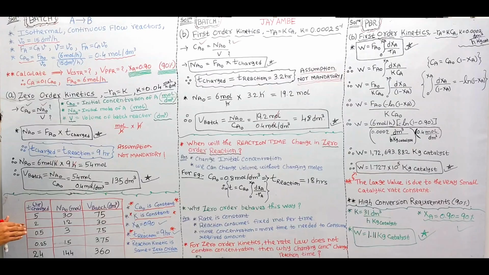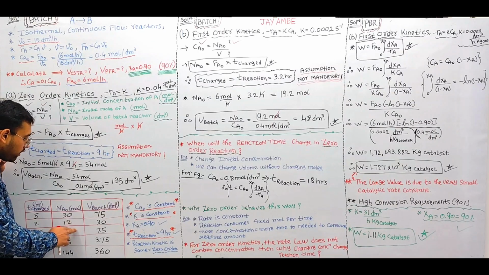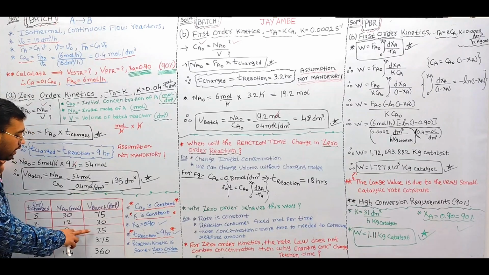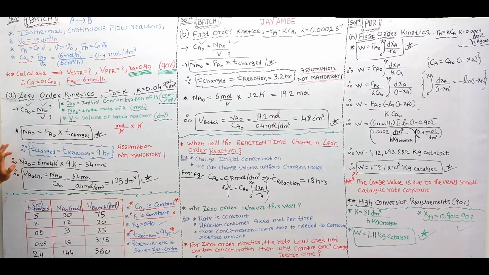Now let's say I decrease my charge time from 2 hours to 30 minutes, and then from 30 minutes to 15 minutes. What will happen? In 30 minutes we have 3 moles as the initial number of moles present in the reaction environment, and by using this initial number of moles and initial concentration, we obtain the volume of the batch reactor as 7.5 liters.